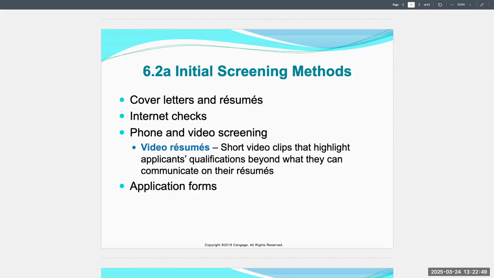And then you have video resumes. While still emerging, they are creative tools that allow applicants to showcase soft skills that might not come across in writing. So, for example, a customer service role might benefit from seeing how a person speaks and represents themselves, and that would be good to have on video.